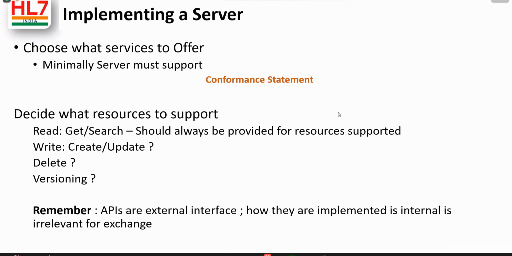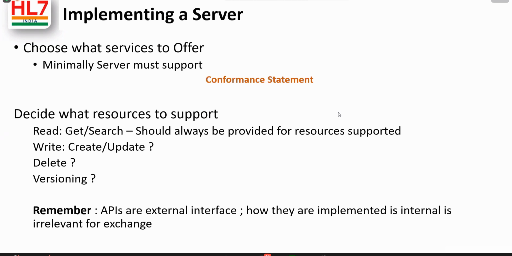Okay. There is a question that always comes up, and it's mostly about the internals. Should I be using a database? Should I be using Java or .NET? Should I be using microservices? A lot of questions, right? But remember, APIs are the external interface to the world. So for a third-party application, it doesn't matter whether you have implemented in Java, JavaScript, or with a database, or an interface engine, nothing.